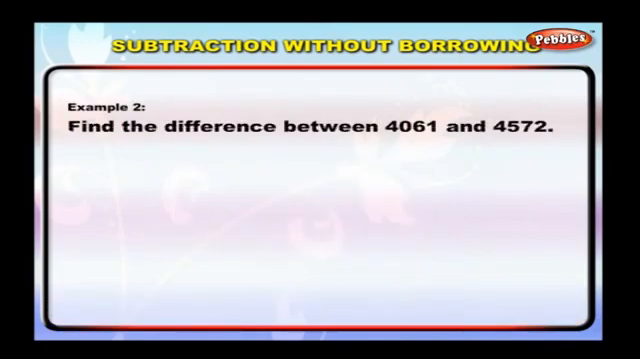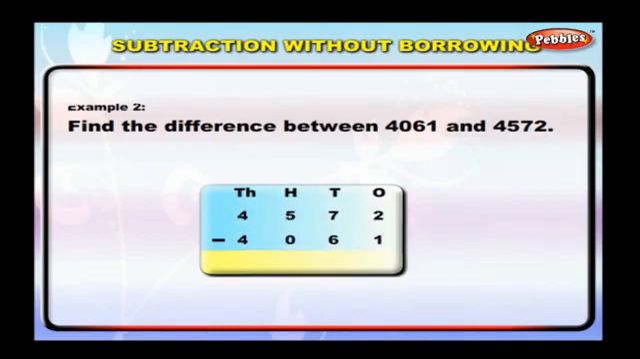Example 2. Find the difference between 4,061 and 4,572. Here, both the given numbers have the same 4 digits. Their digits at the thousands place are the same. So, find out the greater number by comparing the hundreds place. 5 is greater than 0. So, 4,572 is greater than 4,061. Now, arrange them in a column.